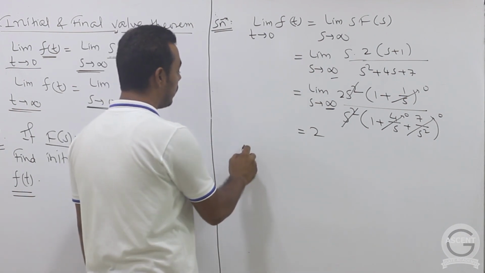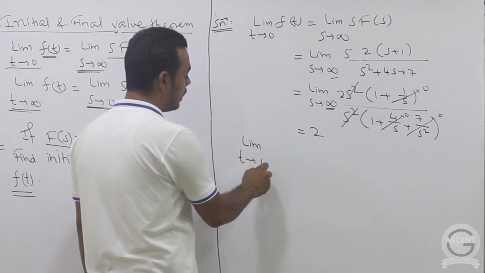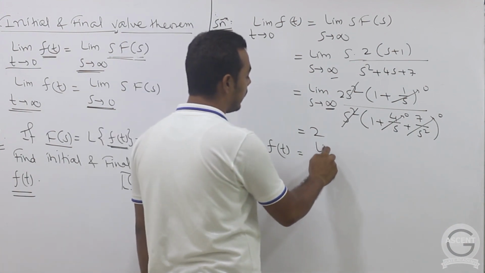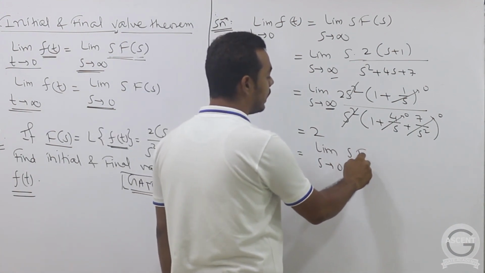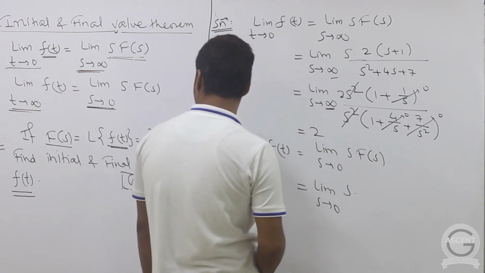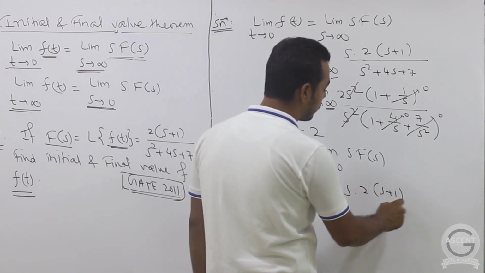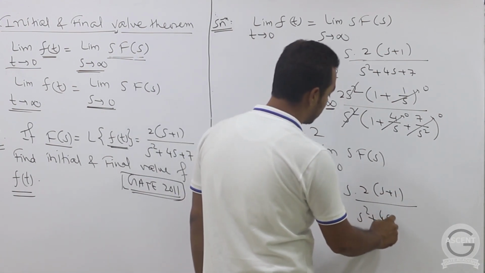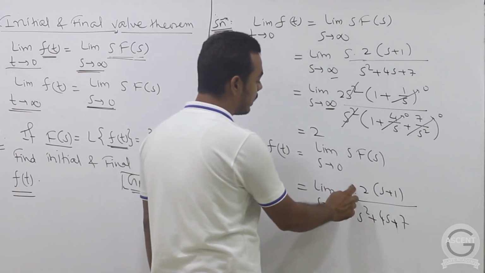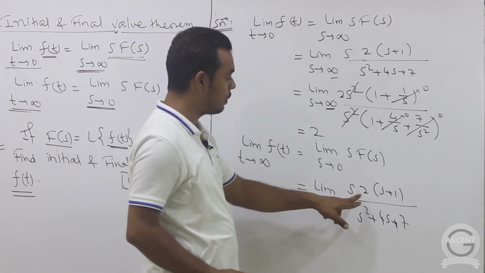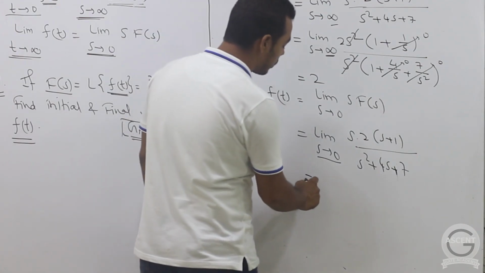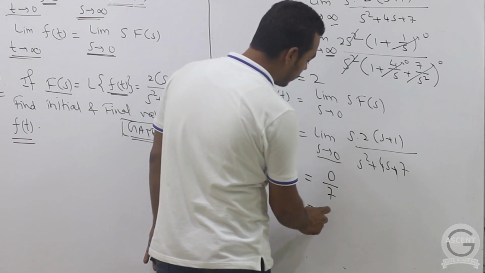Now the final value of f(t) will be given by the formula limit t tending to infinity f(t), and this you can write as limit s tending to 0 s F(s). So this will be limit s tending to 0 s, and in place of F(s) we'll have 2 into s plus 1, divided by s square plus 4s plus 7. Now if you substitute s equals to 0 here, then your numerator will become 0 because you have s into this quantity. So the numerator will become 0, and in the denominator you will get 7. So since this is not an indeterminate form, you can directly substitute the value of s.